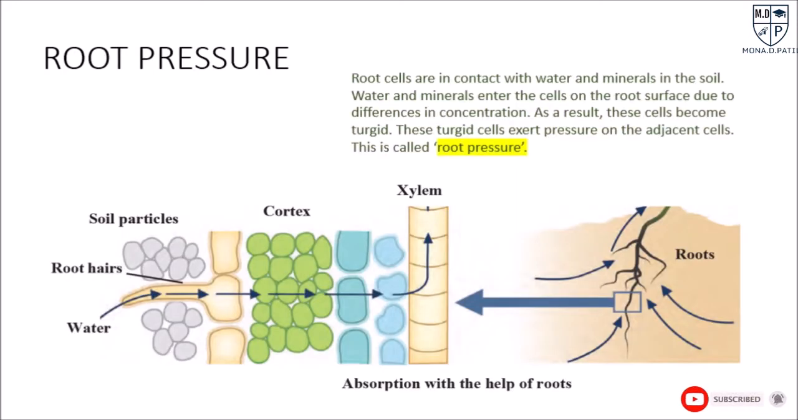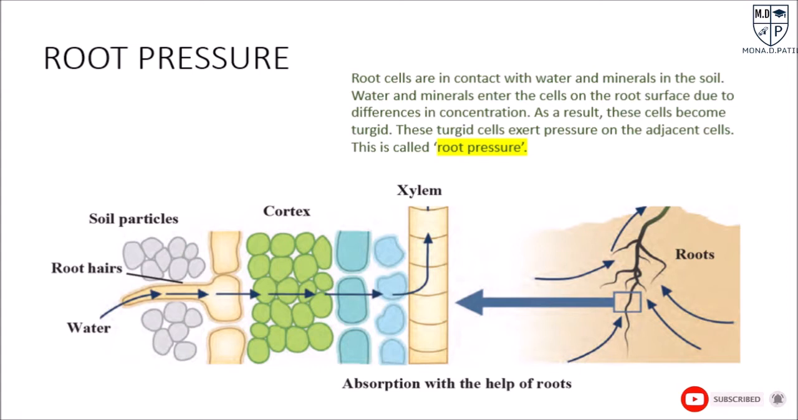Next, root pressure. The cells are in contact with water and minerals in the soil. Water and minerals enter the cells on the root surface due to a difference in concentration. Difference in concentration means that somewhere the concentration is less and somewhere the concentration of water and minerals is high. Due to this difference, these cells become turgid. This turgid cell exerts pressure on the adjacent cell, and this is called root pressure.